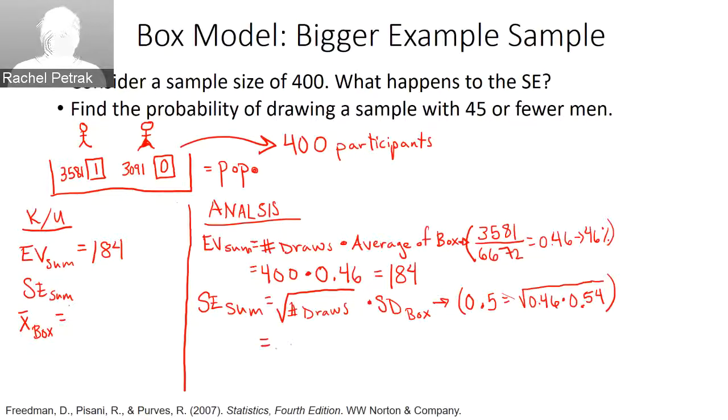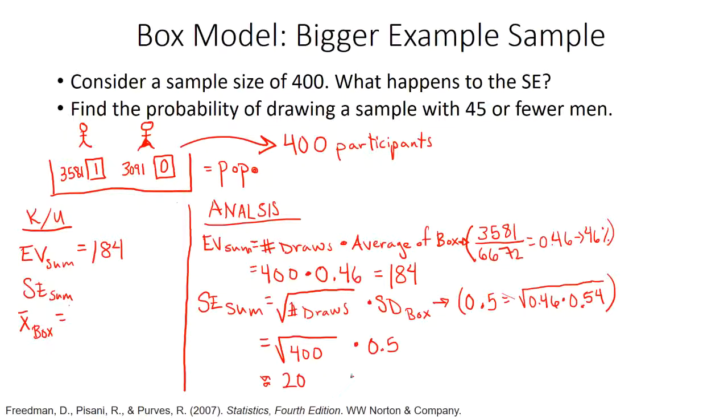Thus, the standard error for the sum is the square root of our 400 draws times our standard deviation, which is 0.5. We know that the square root of 400 is 20, approximately, since this was an approximate standard deviation, times our standard deviation of 0.5, giving us a standard error for the sum of 400 draws. Now we have a standard error of 10.